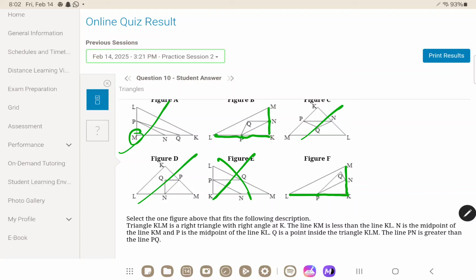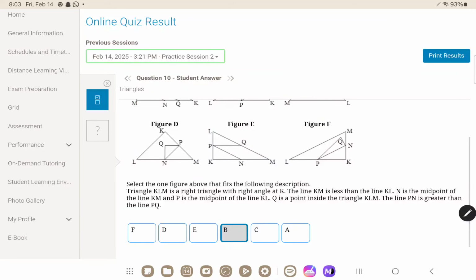But line PN is greater than PQ. Now here, look. They both start from the same point, but one is ending at a slant higher than the other. So PQ here is longer than PN, so this is wrong. Here, PQ is shorter than PN, making figure B the correct answer. And this is correct. Now let's move on.